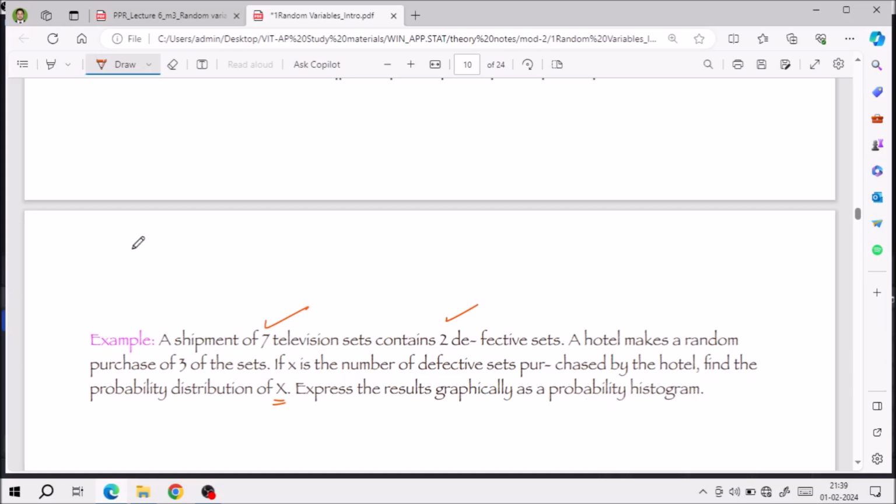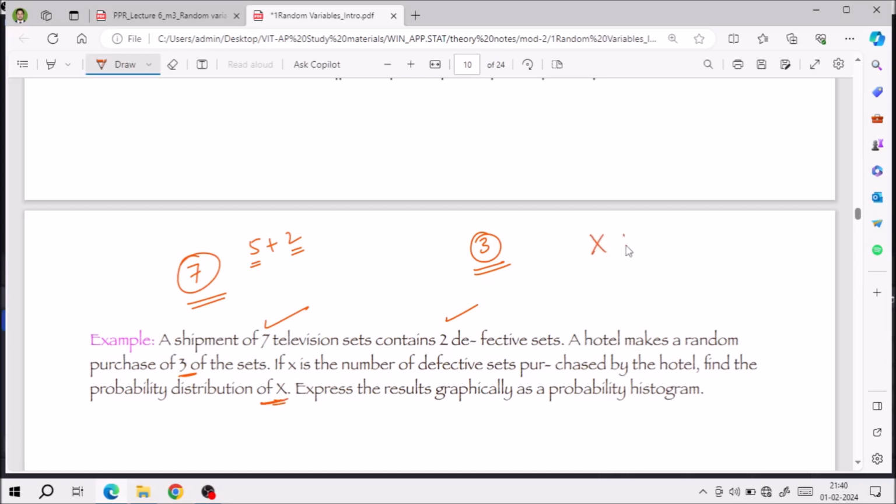So here you have a total of 7 television sets. Out of those 7, you have 5 plus 2, meaning 5 are non-defective and 2 are defective. A hotel makes a random purchase of 3 sets. If X is the number of defective sets purchased by the hotel, find the probability distribution of X.